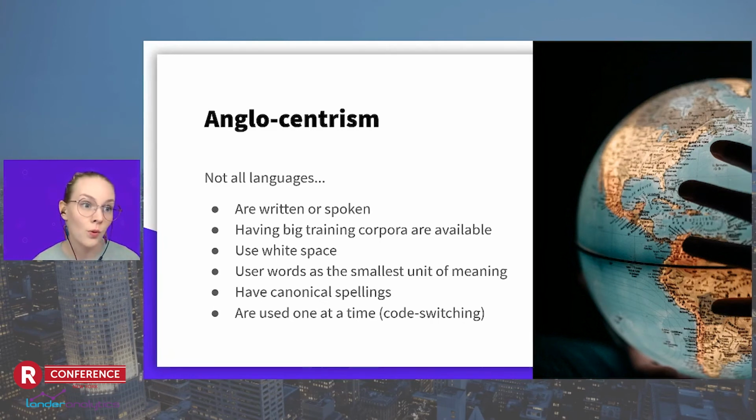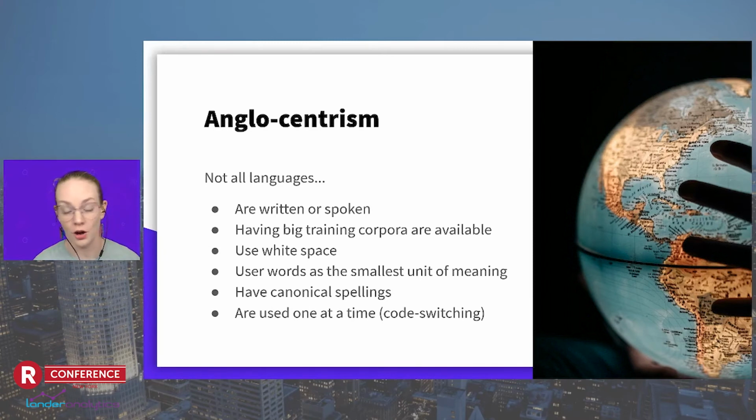Not all languages use white space. A lot of tools will be built around the idea that there will be white space in the text, and that does not hold cross-linguistically. So a lot of East Asian languages in particular just don't use white space. A lot of languages don't use words as the smallest unit of meaning. So English is very grammatically impoverished. We don't have a lot of morphological complexity.